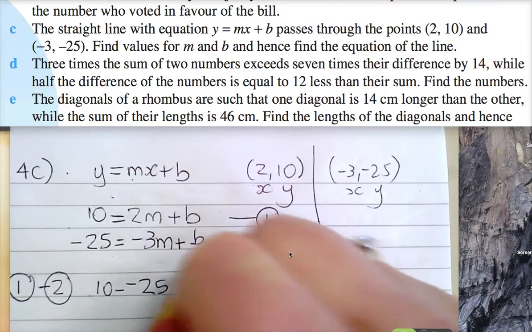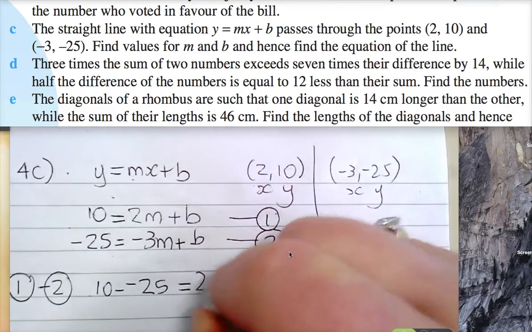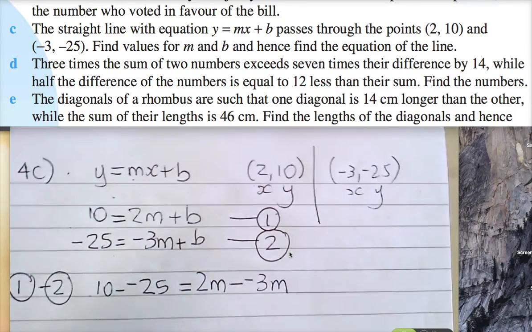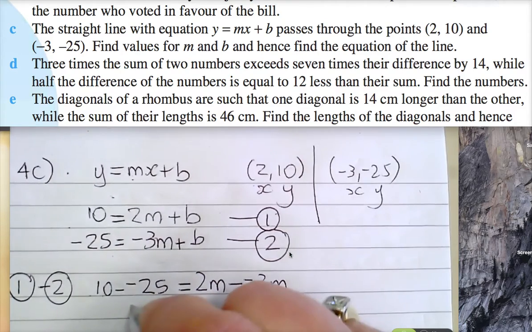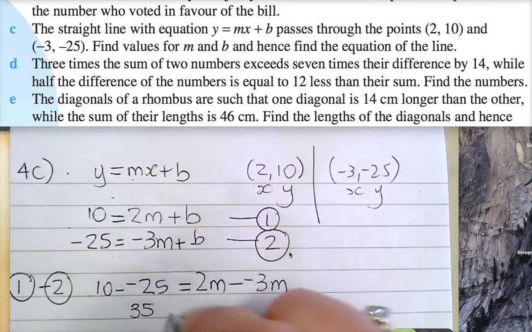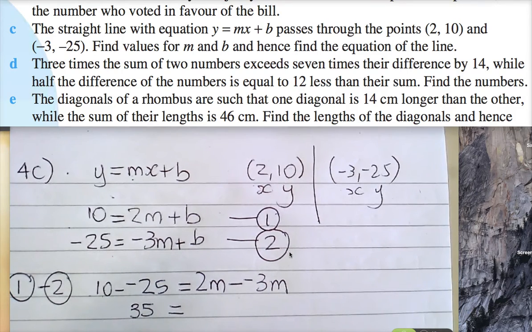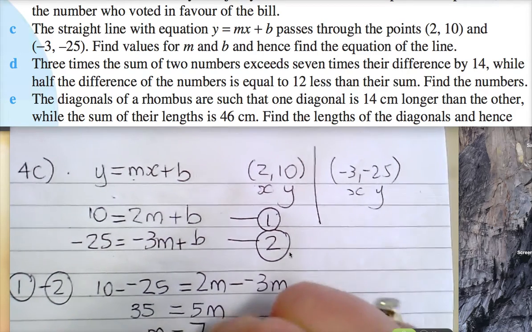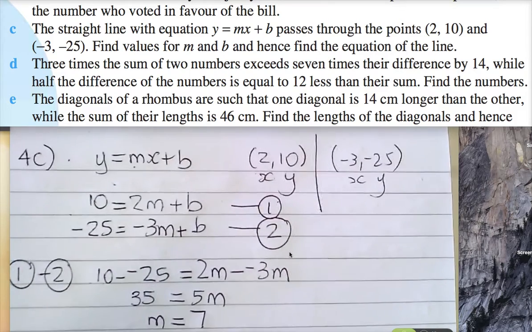Not minus. And 2M minus whatever's there, minus 3M. So what's that? 10 plus 25 is? 35. 2M plus 3M. So what's M? 7. So M is 7.